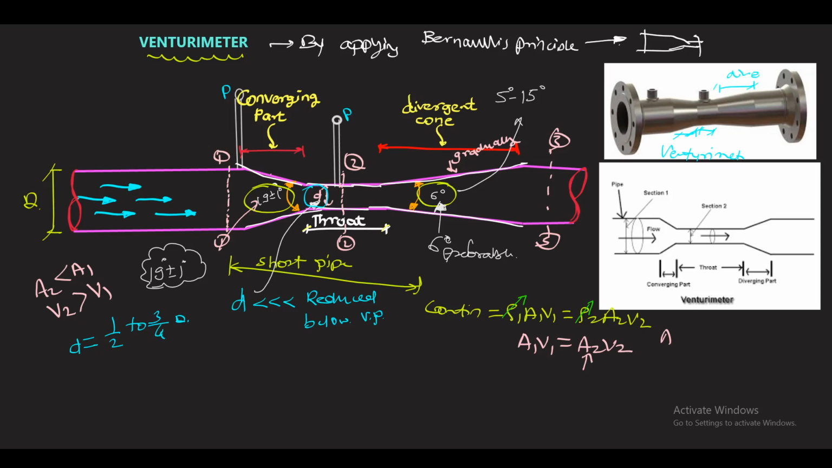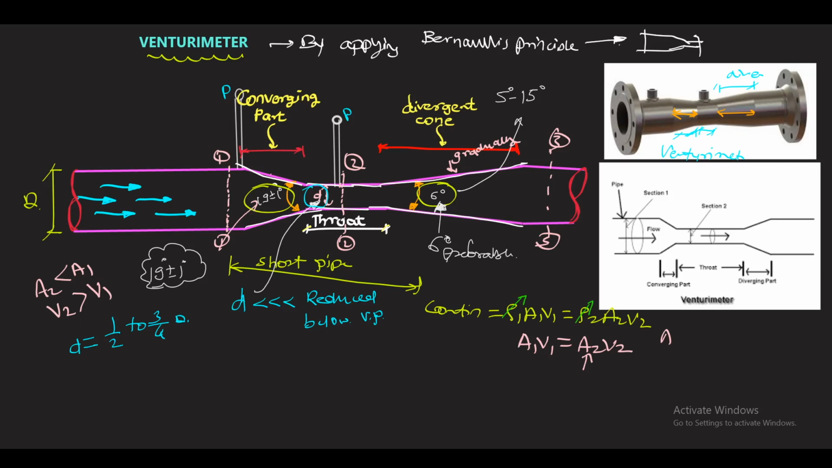You can clearly see here that the convergent part is relatively shorter in length as compared to the divergent. That means this convergence is carried out in a small length, while the divergence is carried out over a longer portion. So this is all about the construction or the parameters of the venturimeter.